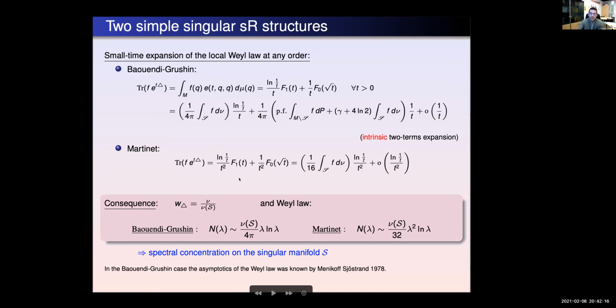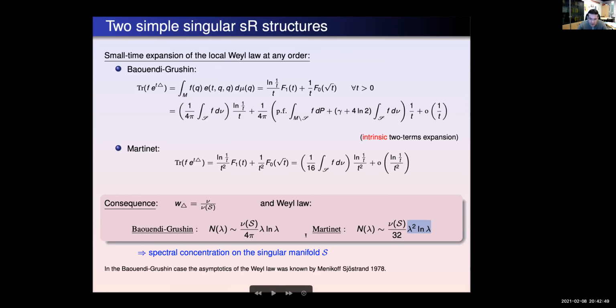So what is interesting here, for instance, is to see the consequence in terms of local counting functions. In the Grushin case, the counting function is in lambda log lambda, and in the Martinet case, the counting Weyl function is in lambda squared log lambda. So you see the novelty there is the appearance of this logarithm in the counting Weyl function.